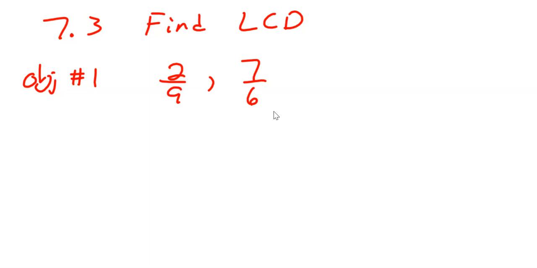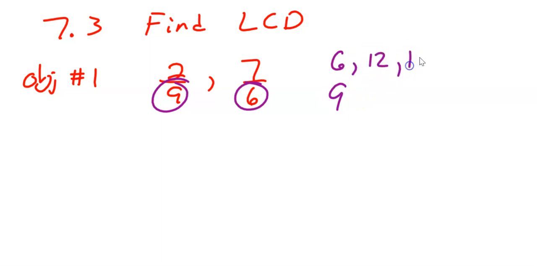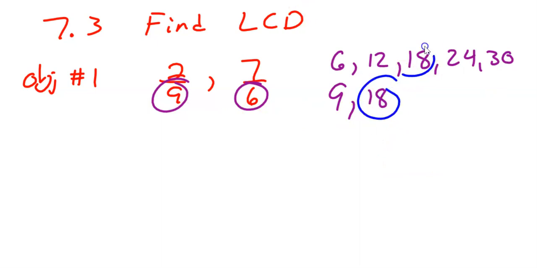And for this one, you can look at it a couple of different ways. You've got a 9 and a 6. If it's just numbers, just start with a number and start counting up the multiples: 6, 12, 18, 24, 30, that kind of thing. Do the same thing with the other denominator. And as soon as you run into one that they have in common, that's the number you're looking for.